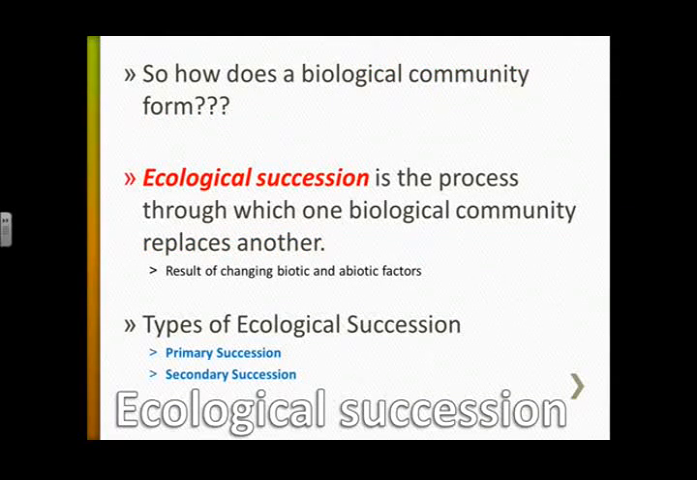So how does a biological community form? Ecological succession is the process through which one biological community replaces the other, and it results from changing biotic and abiotic factors.